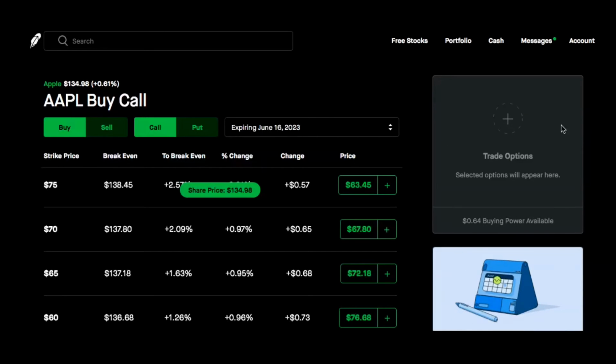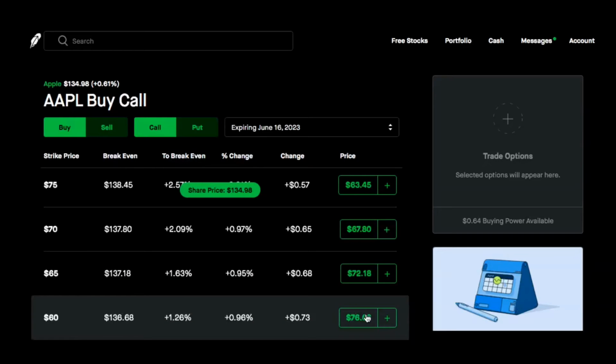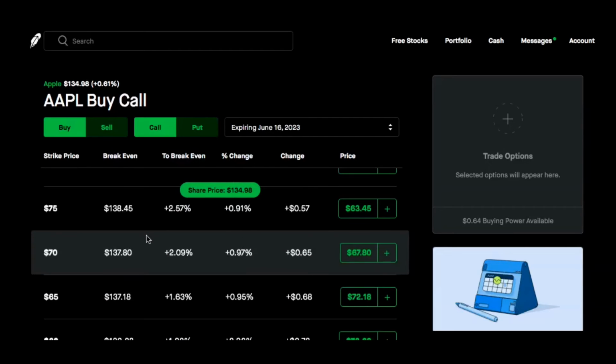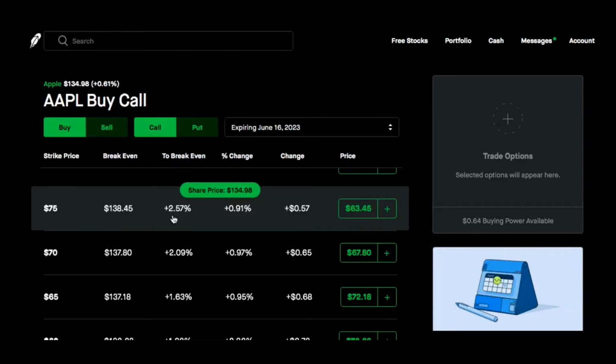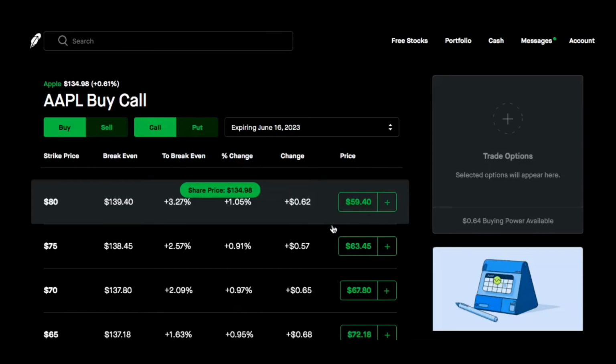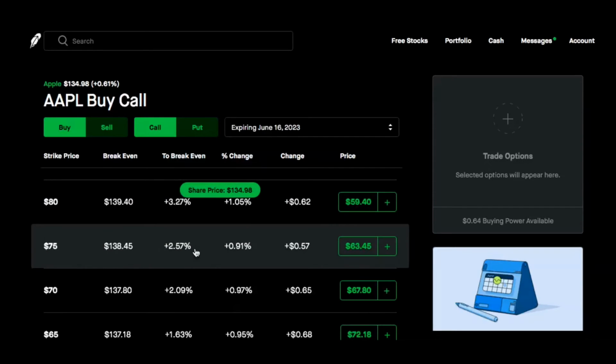I don't want to buy this contract because it is a bit expensive for me, and I would choose this contract. The break-even percentage is 2.57, and this contract would cost me 6,345. Okay, see the big difference between this and this is almost 0.75%. Okay, this is fair enough.